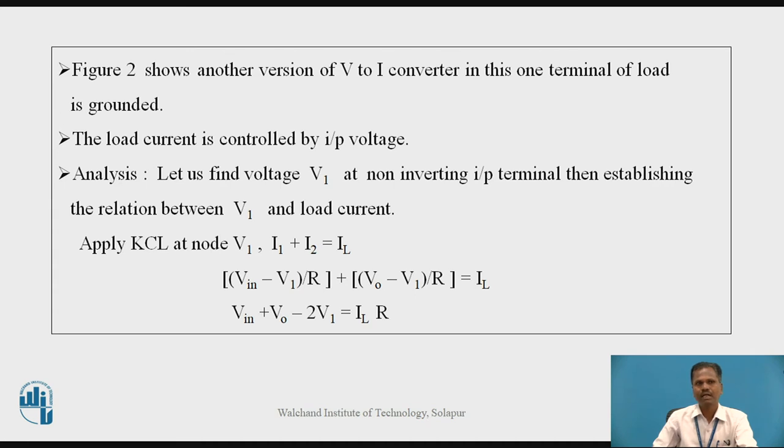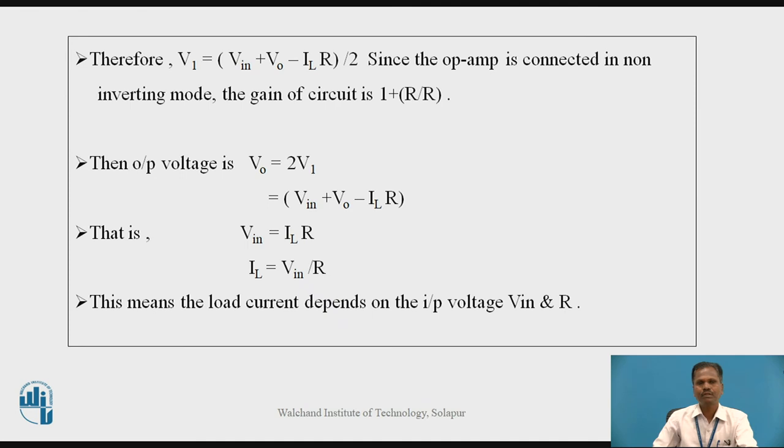So use KCL at node V1, so that is I1 plus I2 is equal to IL. Let us express I1 and I2 in terms of potential difference and resistance: (Vin minus V1) upon R plus (VO minus V1) upon R is equal to IL. So after simplification, Vin plus VO minus 2V1 is equal to IL into R. Therefore, V1 is equal to (Vin plus VO minus IL R) divided by 2.